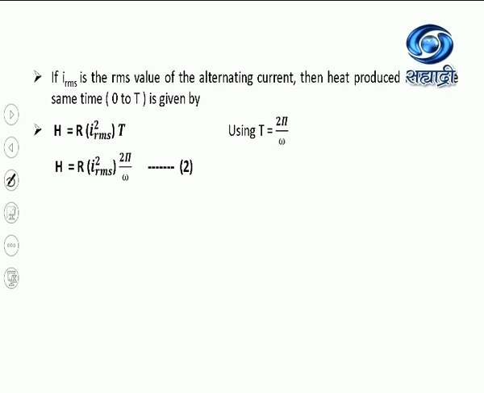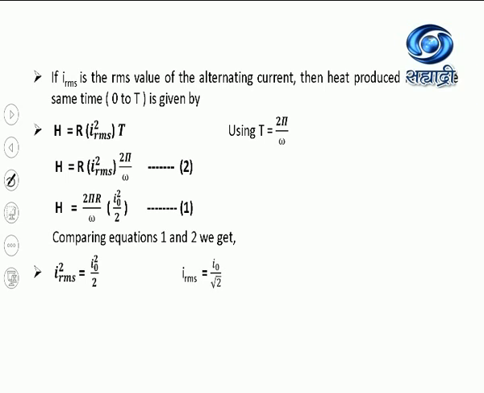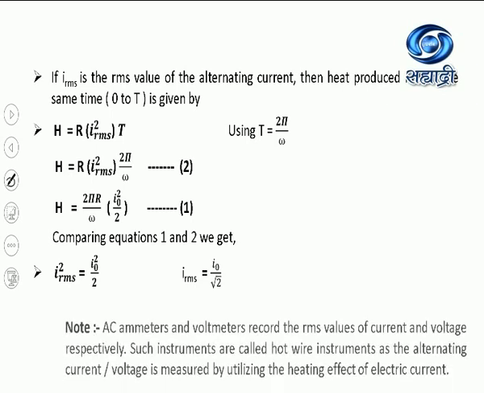This is R, and T is equal to 2 pi upon omega. That is our second equation. We already got first equation, that H is equal to 2 pi R upon omega into I naught square upon 2. We'll compare the two equations and we get here I square RMS is I naught square upon 2, and hence IRMS is I naught upon root 2.